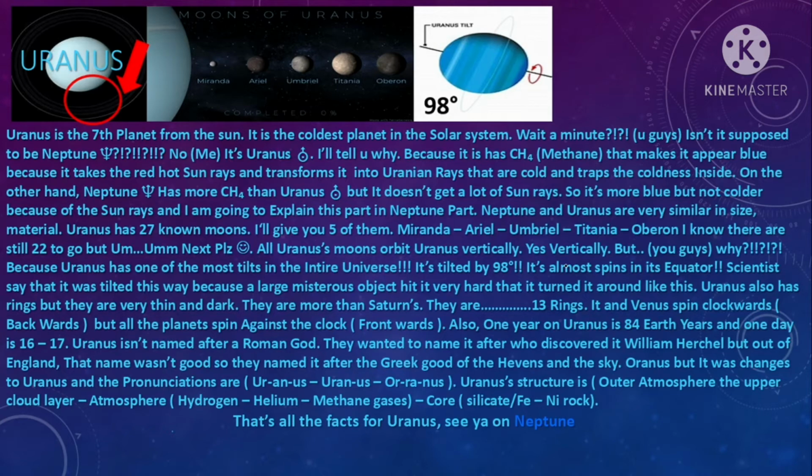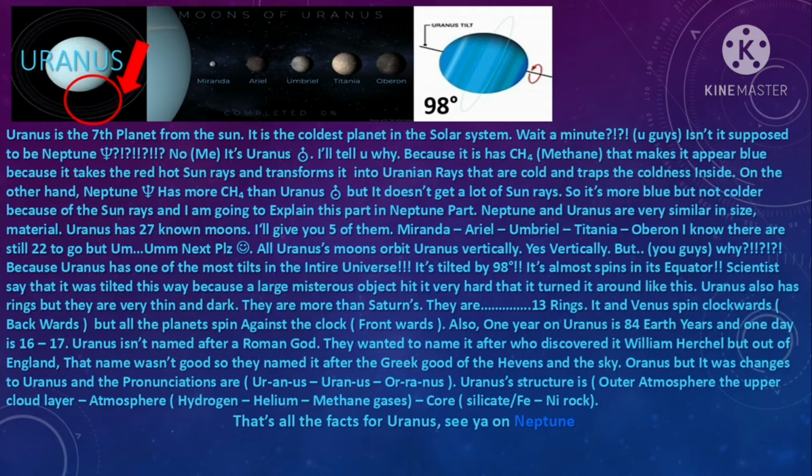Uranus also has rings, like here, but they are very thin and dark. They are more than Saturn's. There are 13 rings. It and Venus spin clockwise, backwards, but all the other planets spin counterclockwise, frontwards. Also, 1 year on Uranus is 84 Earth years, and 1 day is 16 or 17 hours.